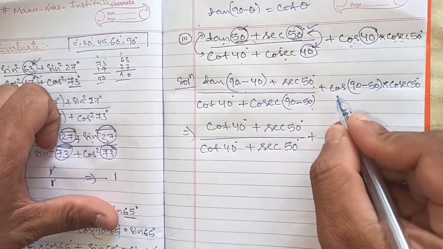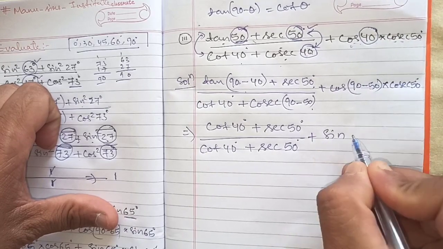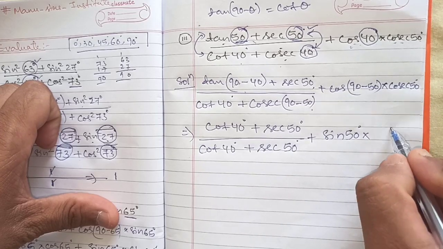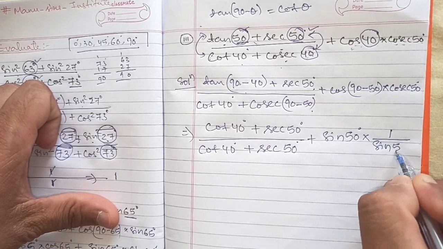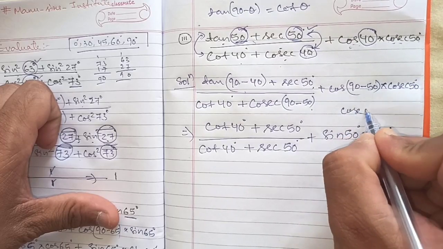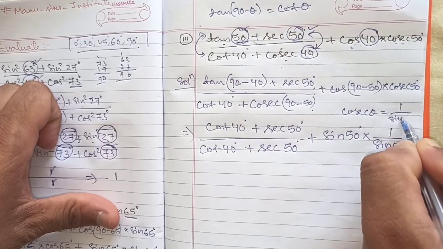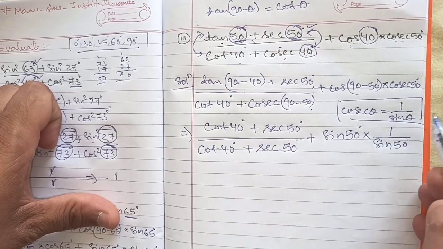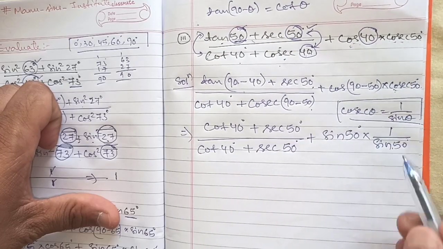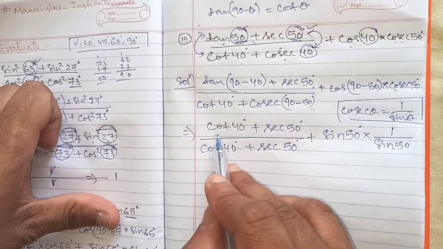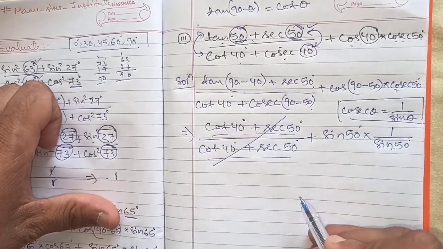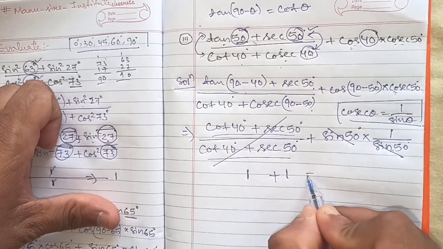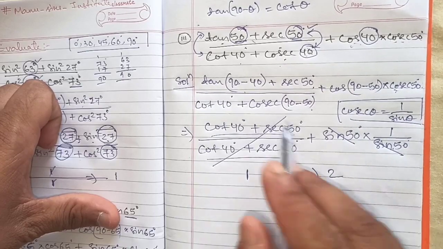Okay, we have the formula: cos 90 minus theta is sin theta, into cosec 50. Cosec 50 we can write as 1 by sin 50, because cosec theta is 1 by sin theta. This is the formula. So cosec 50 I wrote as 1 by sin 50. Now numerator and denominator are the same, so we can cancel. We will get 1 plus, we can cancel these two, we will get 1. 1 plus 1 is 2. This is the answer for the third bit.